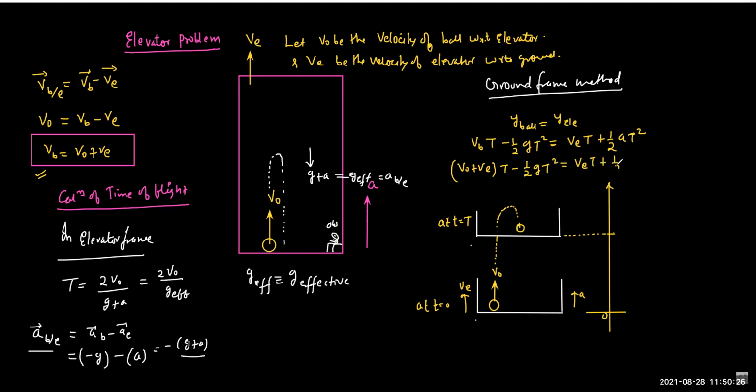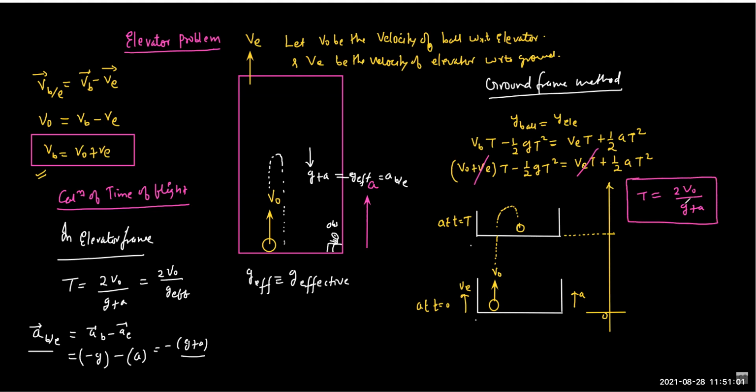At last you have to find the acceleration only. So in this problem we have to find the time of flight. You can see clearly that the v_E t will cancel out from both sides. So it really doesn't matter what the initial velocity of the elevator was. If you rearrange and solve, you'll get the answer 2v naught by g plus a. So this is how we solve in the ground frame.